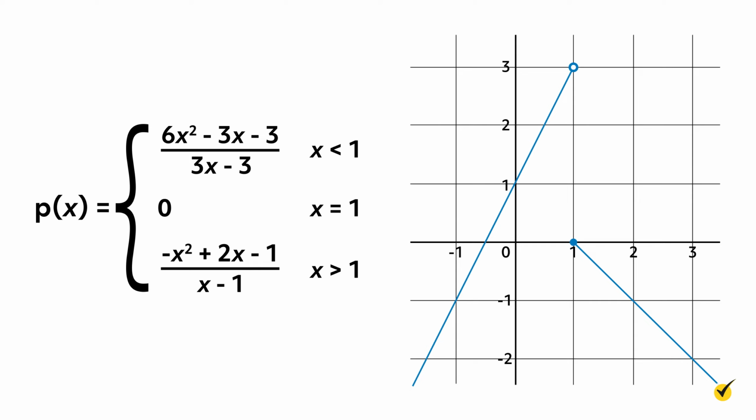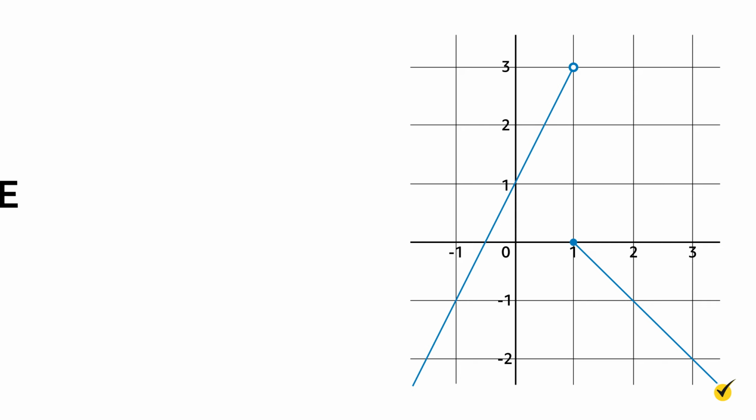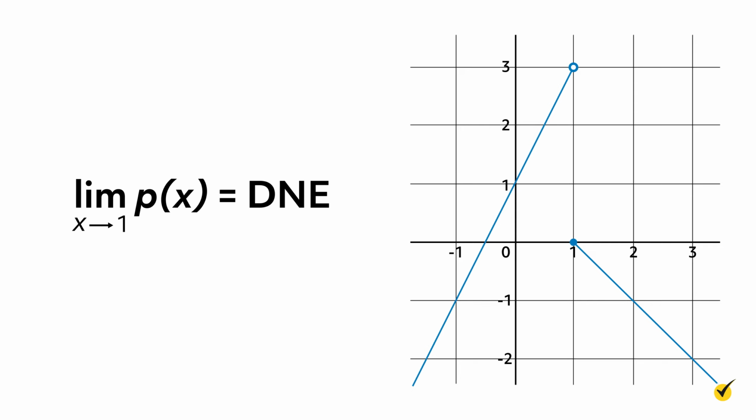All of this means that we know exactly what p of x is doing across the entire domain. However, if we were asked to find the limit as x approaches 1 of p of x, we would have to note the different behavior on the left and right sides of x equals 1. On the left side, p of x is approaching 3, but on the right side, it is approaching 0. For this reason, even though we know how p behaves at the exact point x equals 1, the limit as x approaches 1 of p of x does not exist.